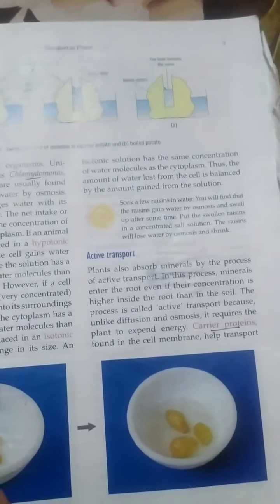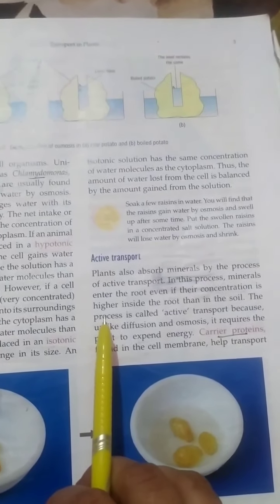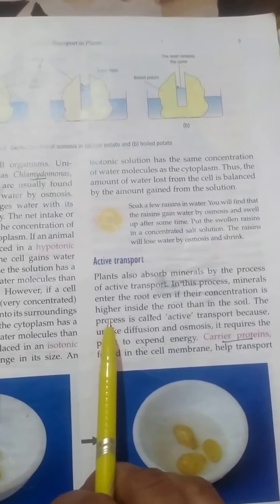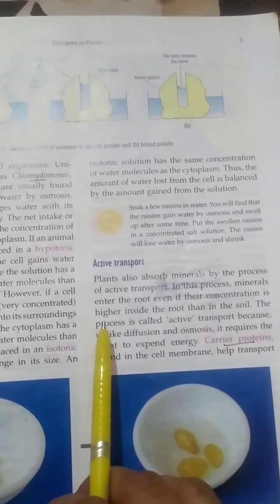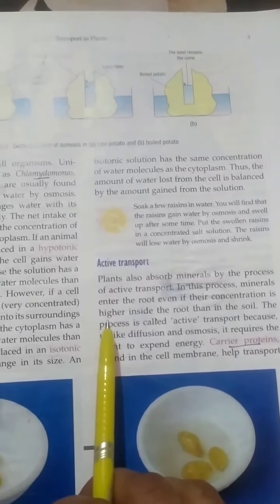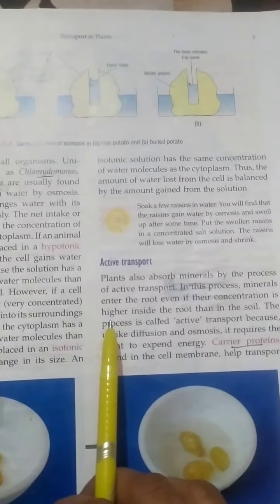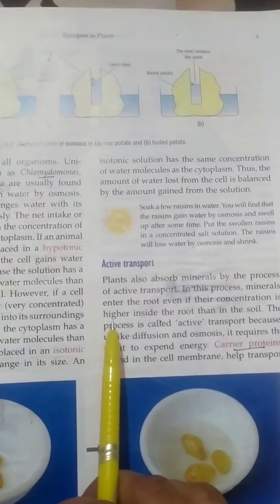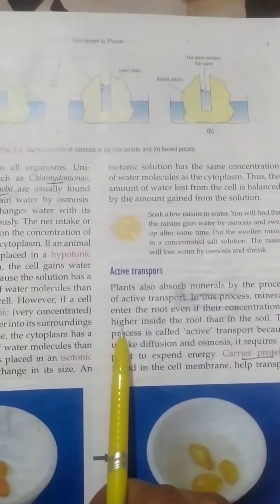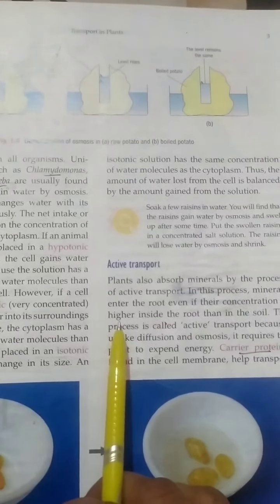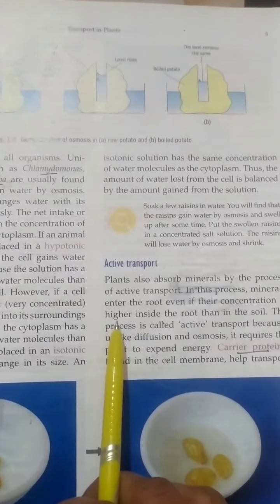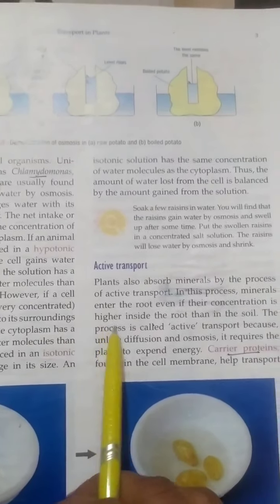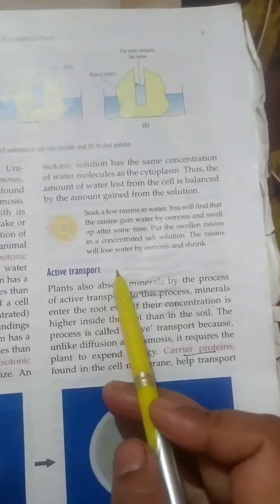In the previous video, we studied diffusion and osmosis. Diffusion and osmosis are processes in which substances move from higher concentration to lower concentration. In diffusion, this happens directly from higher to lower concentration, and in osmosis, from higher to lower concentration through a semi-permeable membrane. Now we will study active transport.